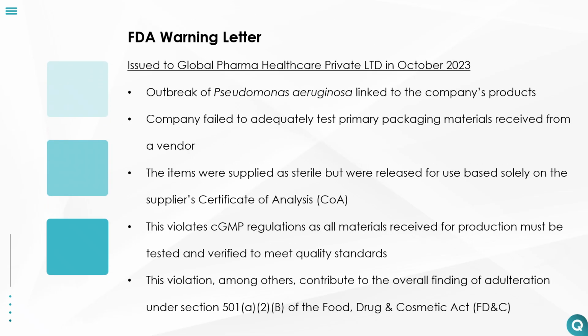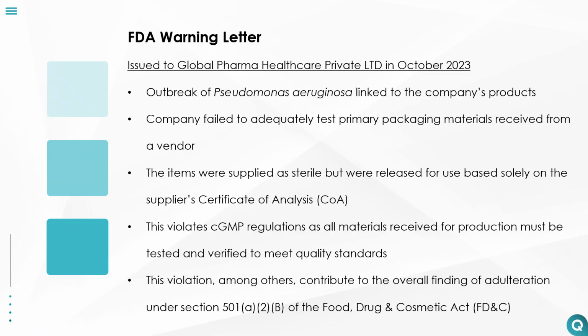In October 2023, the FDA issued a warning letter to Global Pharma Healthcare Private Limited due to a significant contamination event. An outbreak of Pseudomonas aeruginosa, a dangerous pathogen, was linked directly to the company's products, raising serious concerns about their manufacturing practices and quality control measures.